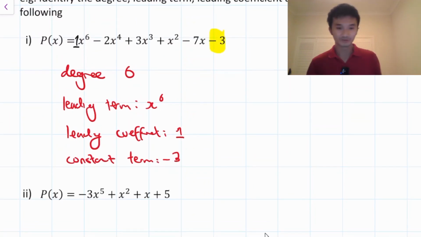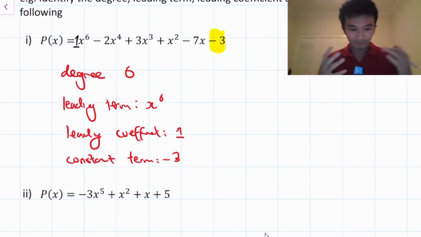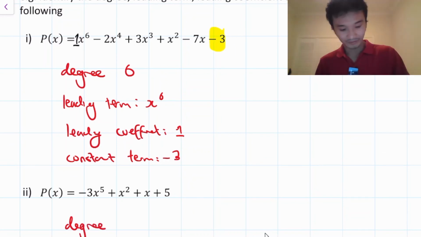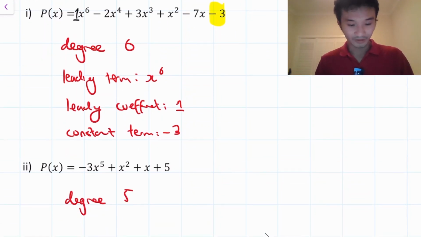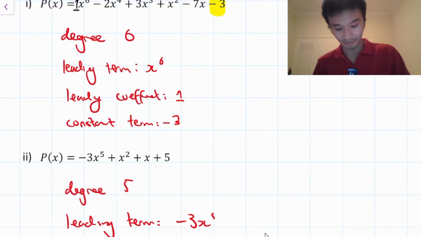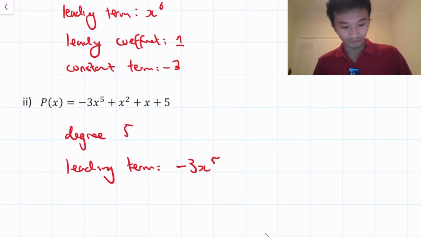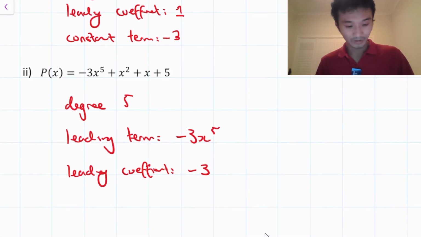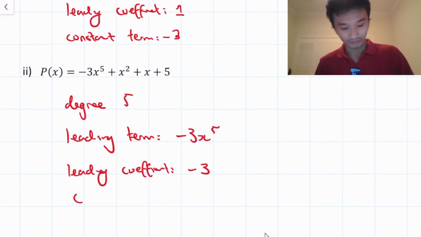Okay, so pause the video. Hopefully you've had a go at it. Now for this one, same idea. The degree is the highest power that's there, so this one's a degree 5 polynomial. The leading term would be the whole thing that's there, so it looks like minus 3x to the power 5. The leading coefficient, just look at the coefficient of that term, so it's negative 3. And the constant term looks like 5.